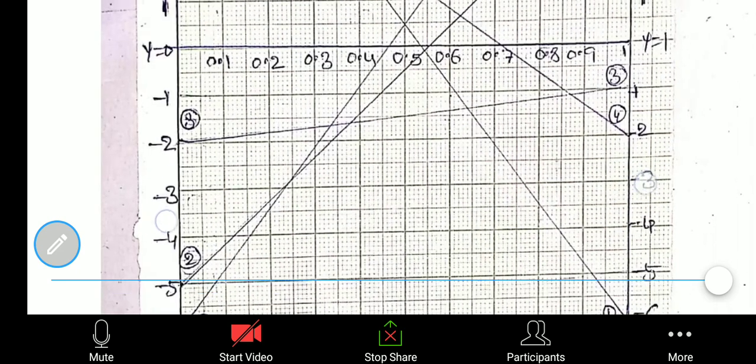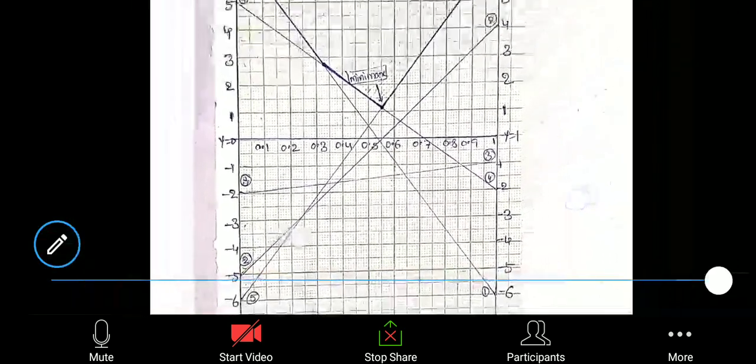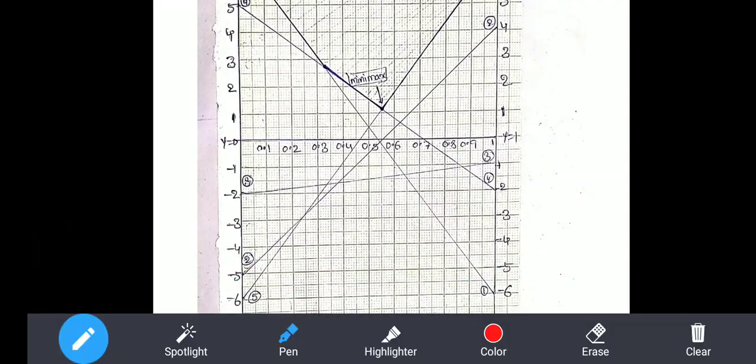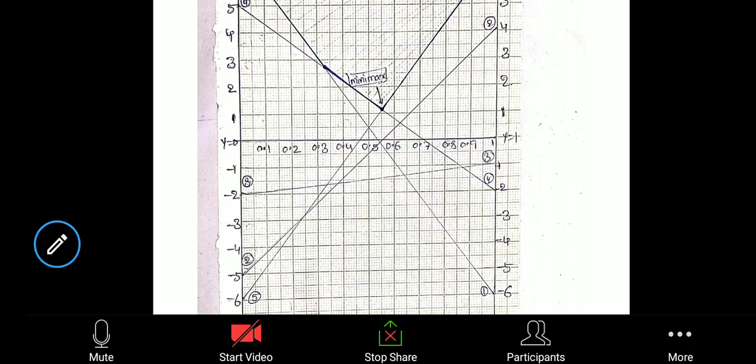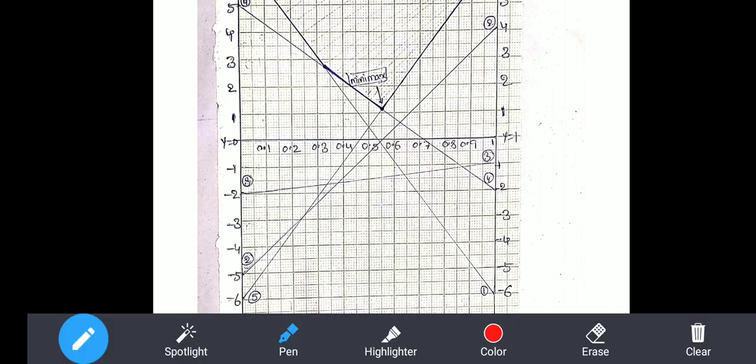Here in this graph sheet, I have considered the vertical lines y equal to 0 and y equal to 1. In between them, the horizontal line will be divided into a number of divisions, from 0 to 1, that is 0.1 to 0.9. Below this horizontal line will be the minimum, above this will be the maximum.